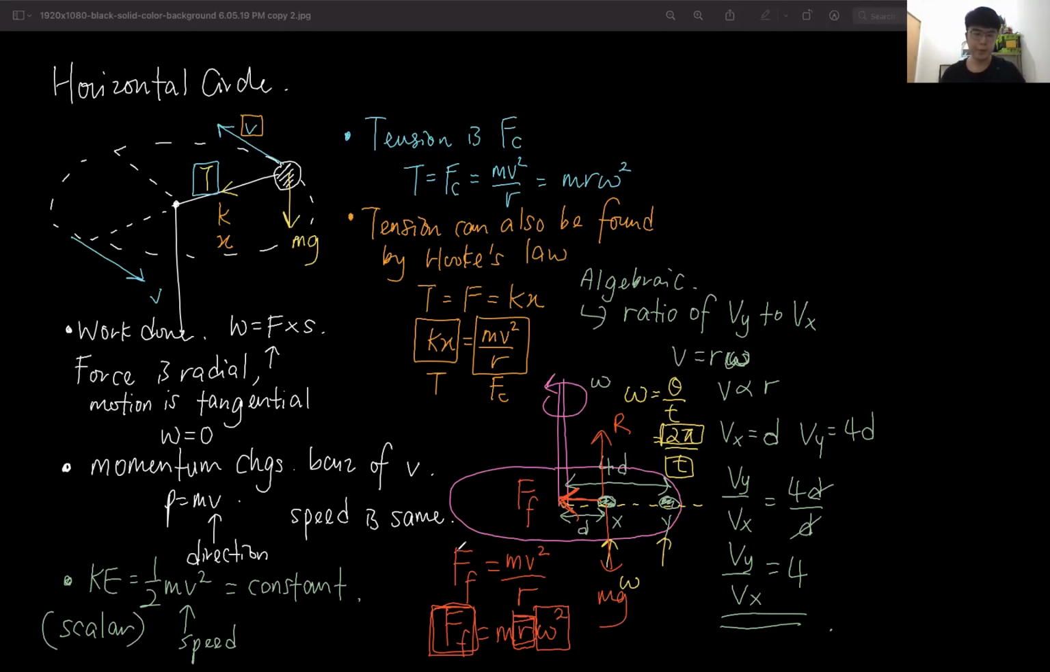Okay, so they can ask you, if the maximum friction value F max is whatever value, calculate the maximum angular velocity that it can move. Or if the maximum friction is given like this, then calculate the maximum radius that it can move in this circular motion.